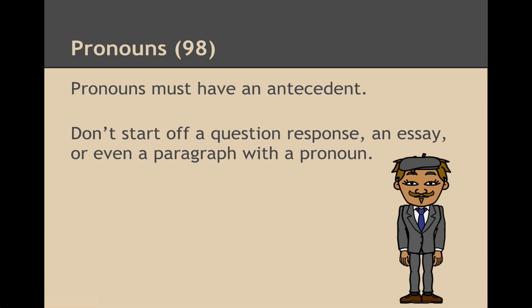Don't even start a paragraph with a pronoun, because the antecedent has to be very, very clear. So you wouldn't start off a question with, he went with Gandalf on an adventure. Well, you can hope that your reader guesses who you mean, but maybe they won't, and so the antecedent has to be clear. So you see that discussed for you on page 98.